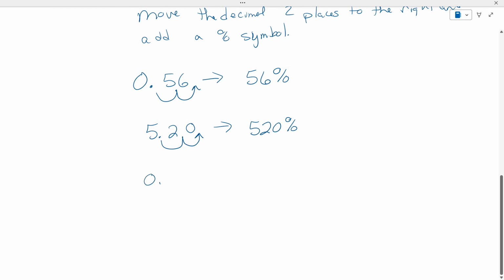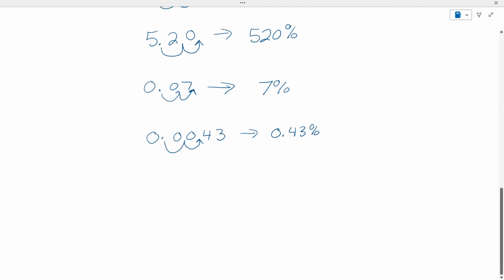If we have 0.07, 2 places to the right, 1, 2, gives me 7%. If we have 0.0043, and I want to go 2 places to the right, 1, 2. That's 0.43%.